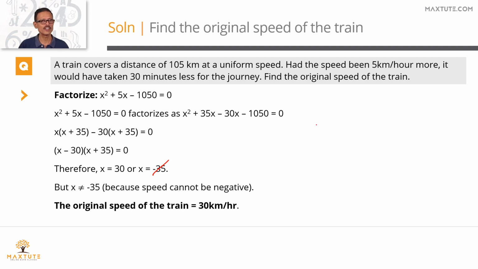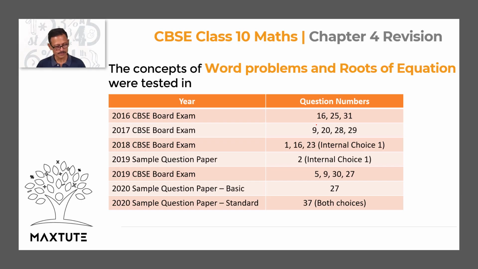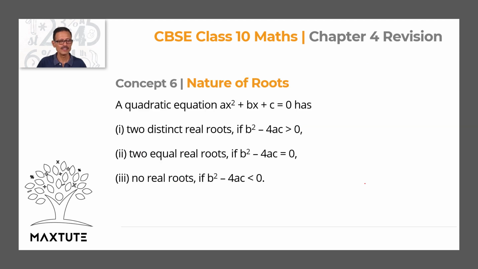Let's move on. These are usually 3 or 4 mark questions. So get conversant. It's usually going to be boats in stream, speed of train, these kinds of questions. Look at the number of questions that have come when these concepts were tested. In the board paper 2016, there have been 3 questions. 2017, there have been 4 questions. 2018, internal choice, 3 questions. 2019, 4 questions. So quadratic equations is a very, very important topic. You just cannot wish it away. It's not a tough topic either.